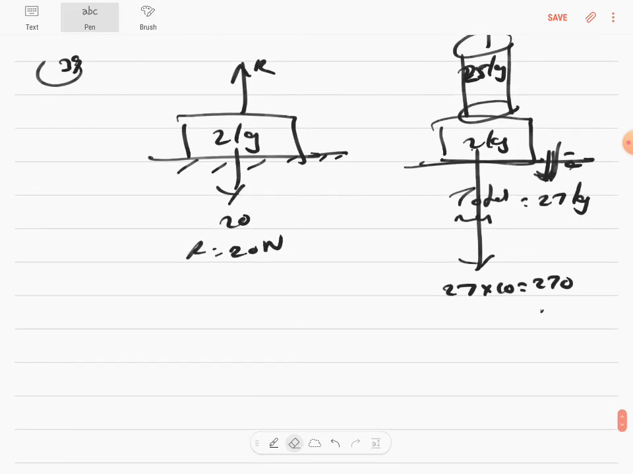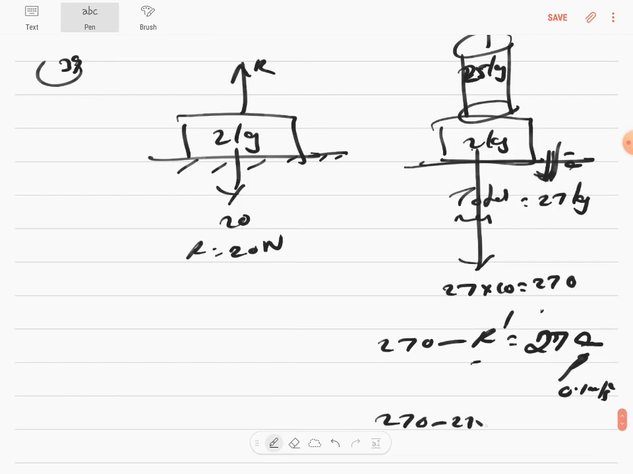So the normal reaction is R dash, and 270, which is the downward force, has to be greater. 270 minus R dash should result in the total mass, which is 27, into acceleration. To find this R dash, if you know the acceleration, you can find it. And they have given that it's accelerating at 0.1 meter per second square. It's given. So you move it that side. You write 270 minus 27 into 0.1, which will give you your new R dash.